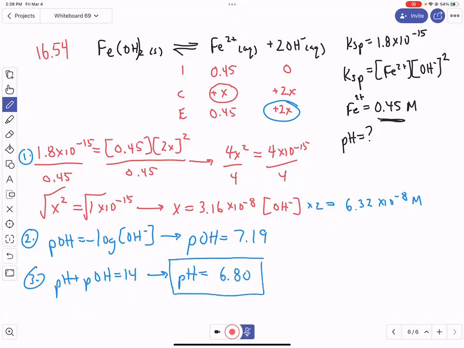So that's a little bit odd that it's slightly acidic, given that we do have a base in solution. But it does make sense, because it's 10 to the minus 8, so that's below 10 to the minus 7, so it should be a slightly acidic solution based on that concentration. Is that working out for us?